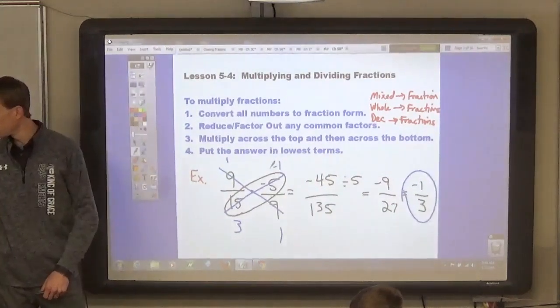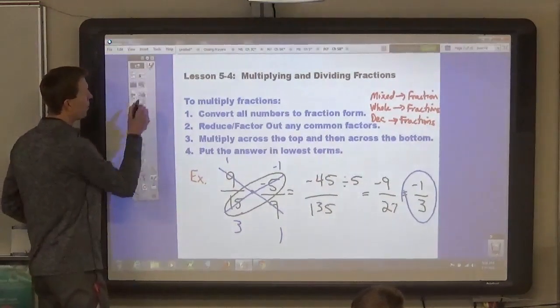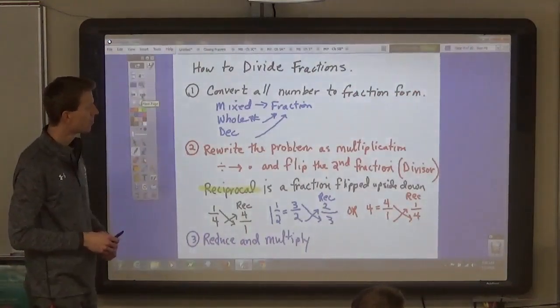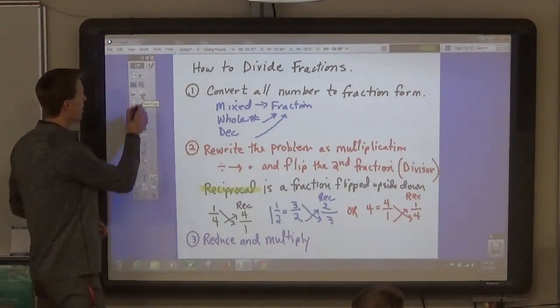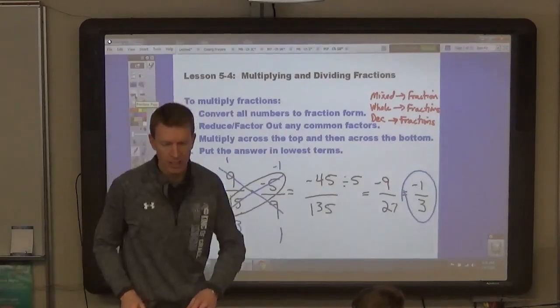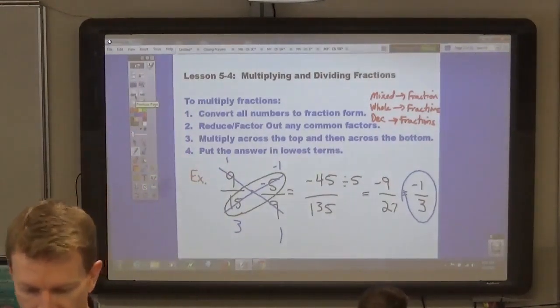So, let's go to division. What do we do with division? Let's see. Actually, we'll pick that up next time. I'm just going to start on multiplication for today, okay?